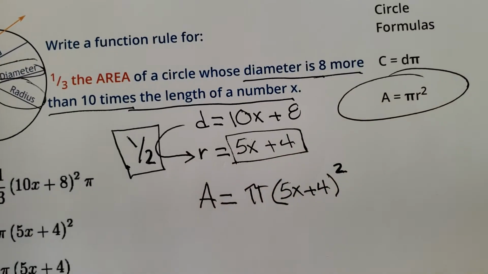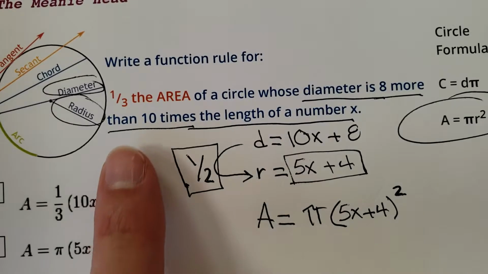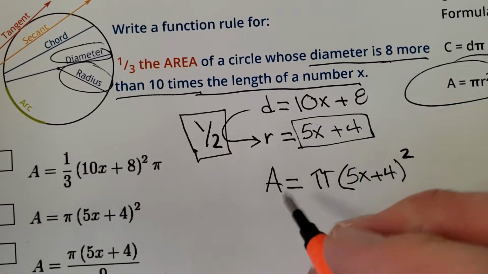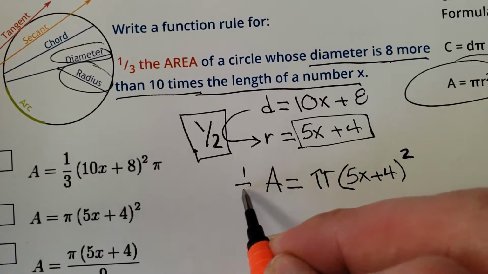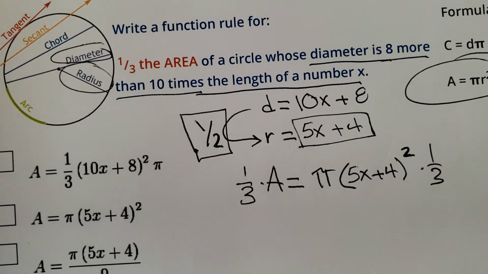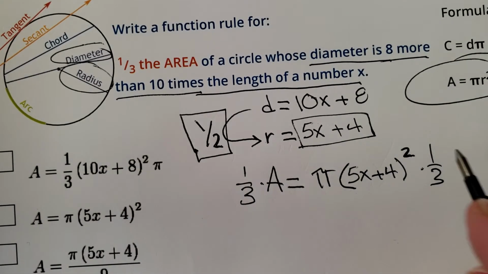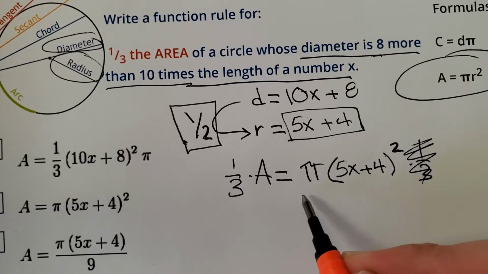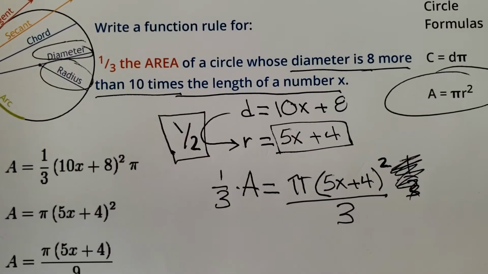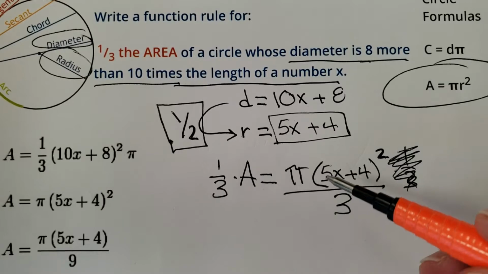And then the final move, it says you want 1/3 the area. So you don't want the whole area, you want 1/3 the area. So that means you gotta take this times 1/3. I think the best way to write it would honestly just be to take this whole thing and divide by 3. That would be the prettiest way to write it, in my opinion.